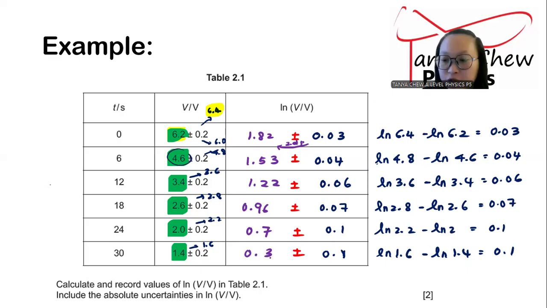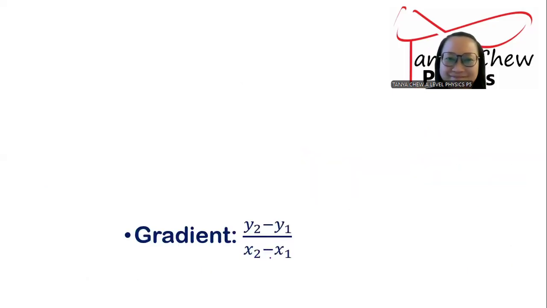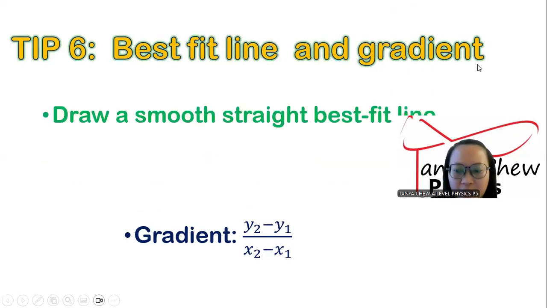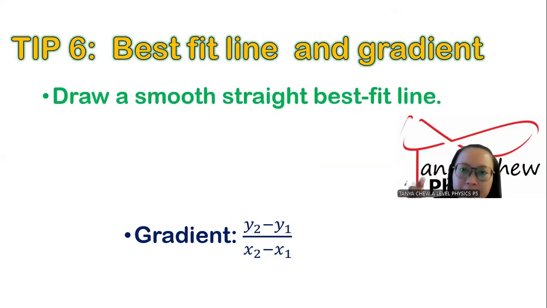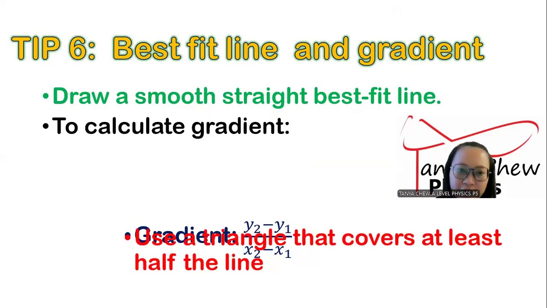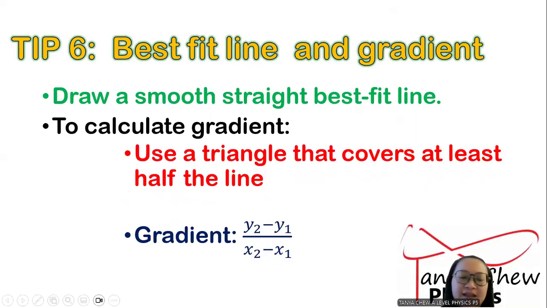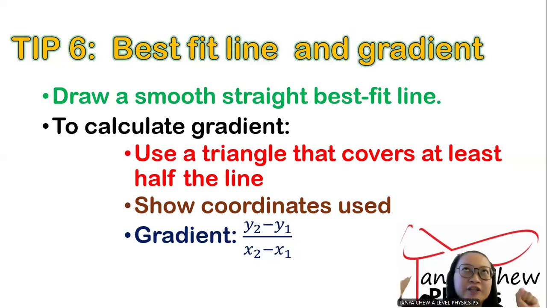Should you have any hesitation, do not hesitate. Just comment below. The next one is about your gradient and your best fit line. So draw a smooth, straight best fit line. To calculate the gradient, make sure that you use a triangle that covers at least half of the best fit line. Show the coordinates of the 2 points that you use to calculate your gradient, and then the gradient calculation, y2 minus y1 over x2 minus x1.